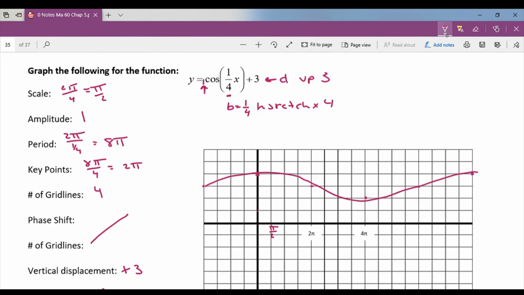And some people might find it handy, once you know you've got a vertical displacement of 3, to come in with a light pencil and draw it in. So maybe I go in here and I go, okay, there's my center line. It's been moved up 3. And then you could just go up and down 1 from there. It might just give you a visual base to go from.